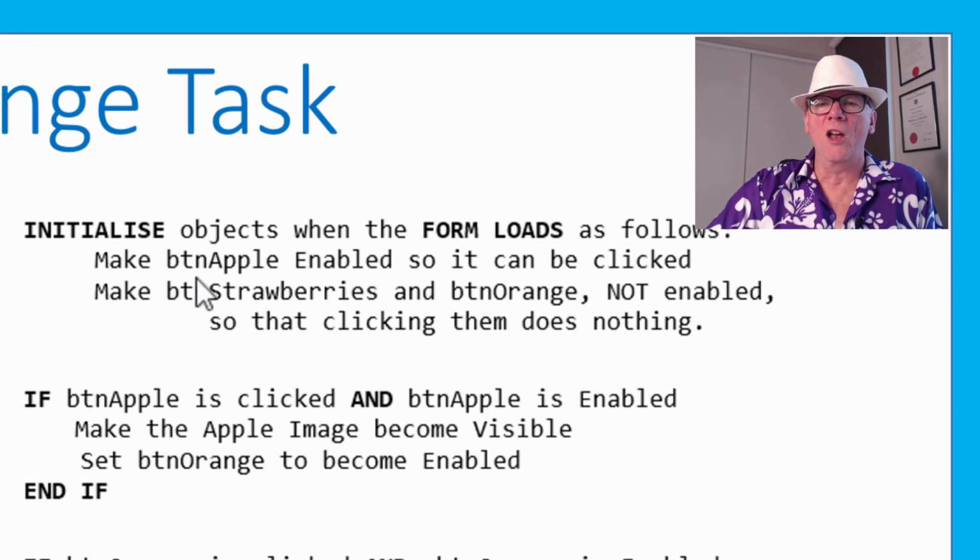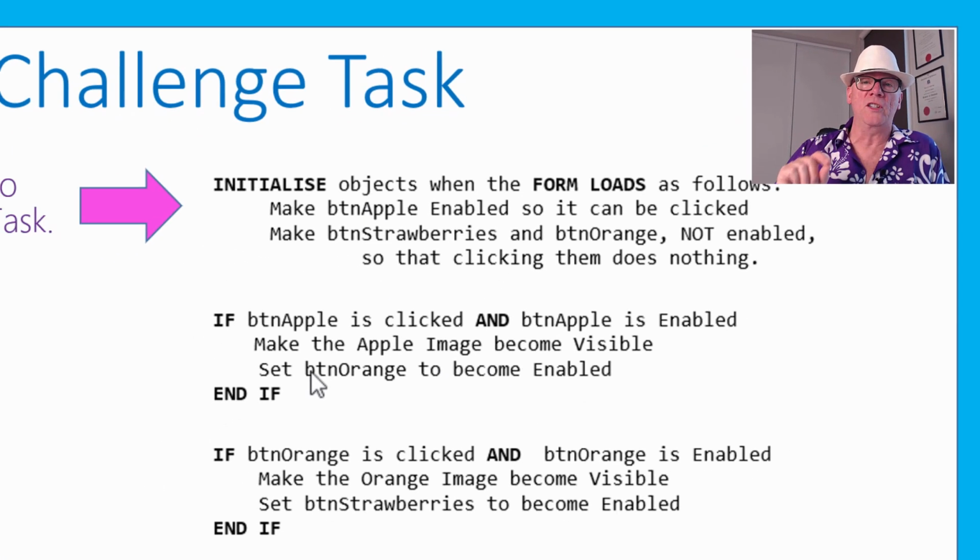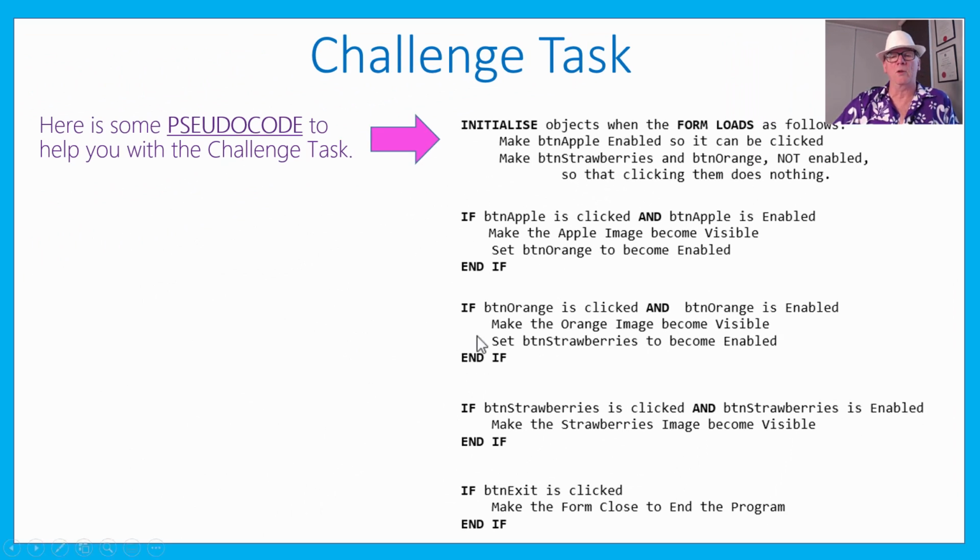So we're just going to initialize it. So apple's the only enabled button because it's the first button in alphabetical order they need to do. And strawberries and orange are not enabled, okay? So that's in your form load process. And then we just have if the apple button's clicked, and it's enabled, which it should be because we set that up in the load process, then make the apple image become visible, and then you can set the orange button to become enabled because orange is the next one in alphabetical order that needs to be revealed.